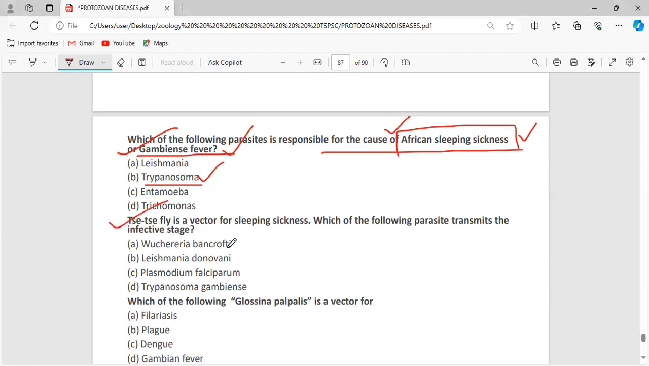And the second question: the tsetse fly is a vector for sleeping sickness. Which of the following parasites is the infective stage? Transmits the infective stage. And what is the name of the infective stage? Of course, the answer will be Trypanosoma gambiense. And what is the name of the infective stage?